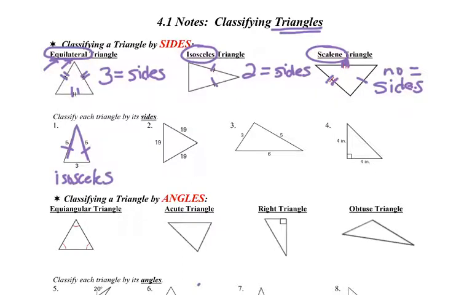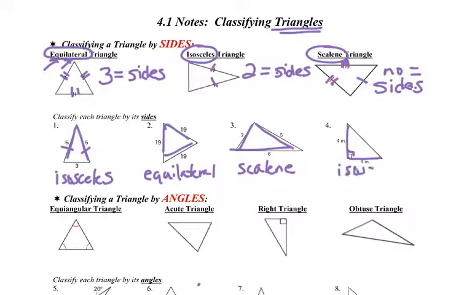What about number 2? 19, 19, 19. What kind of triangle is that? You are right, equilateral, all sides equal. 3, 5, and 6. All those sides are different, so you are right, scalene triangle. And then here with a 4 and a 4 is going to be another isosceles triangle. That should have felt really easy to you. You should have remembered doing that earlier in other math classes: equilateral, scalene, isosceles.